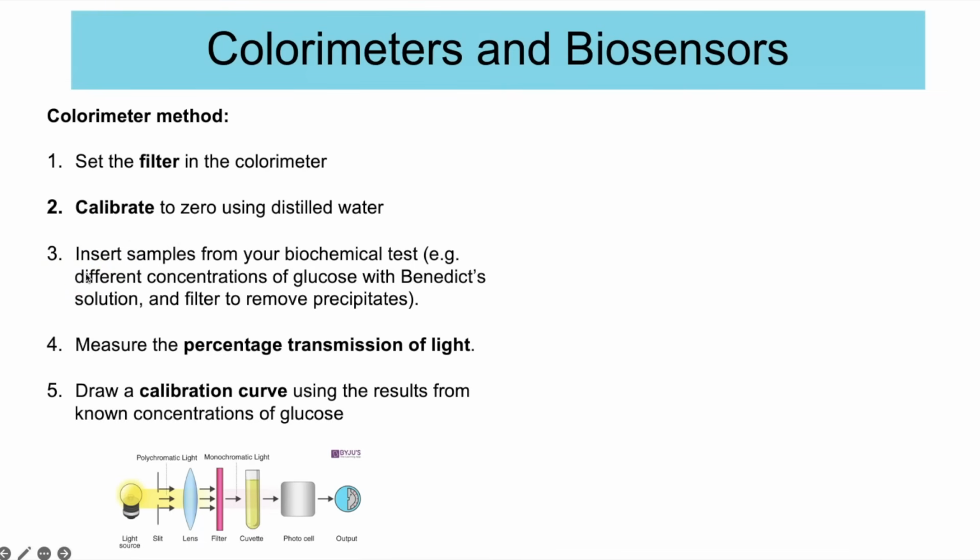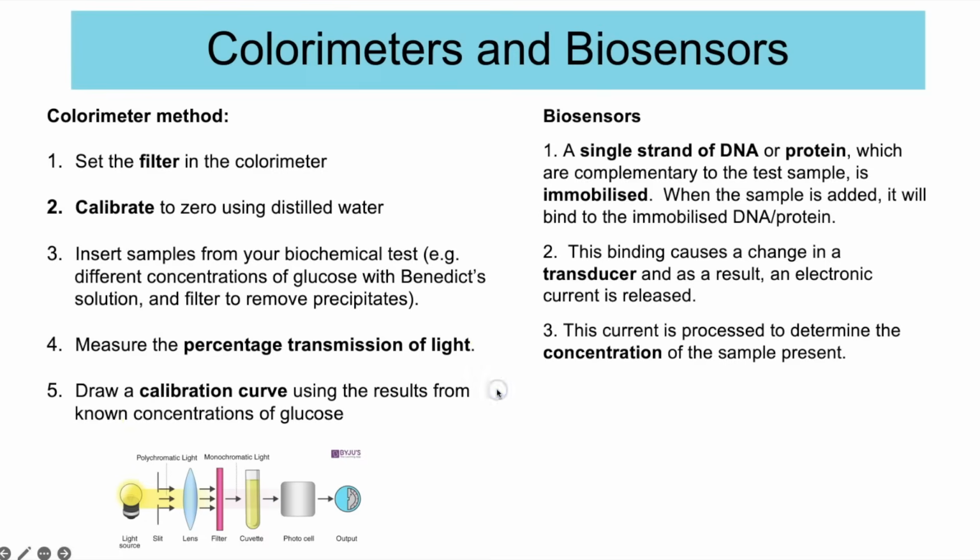Then you'd insert your samples from your biochemical test. So for example, different concentrations of glucose with Benedict's solution, and filter to then remove the precipitate, and what is left is what you would put in. You'd measure the percentage transmission of light and then finally draw a calibration curve using the results from known concentrations of glucose.